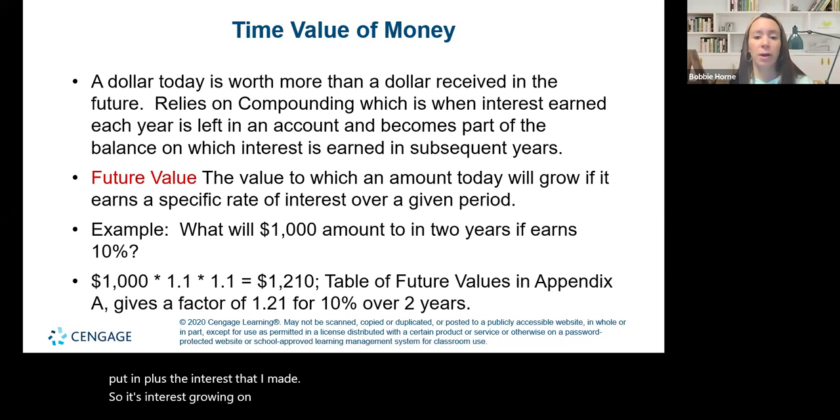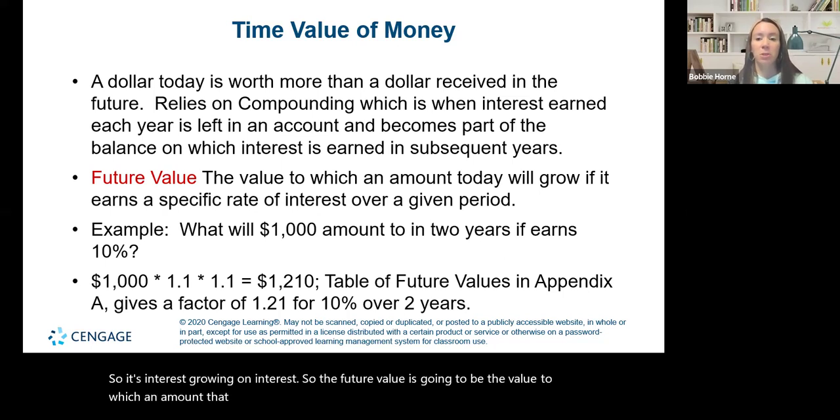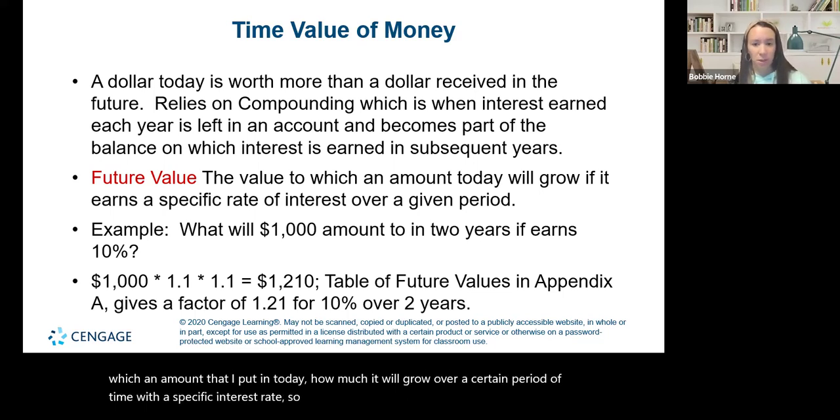So the future value is the value to which an amount that I put in today will grow over a certain period of time with a specific interest rate. So the example here is, what will $1,000 amount to in 2 years if it earns 10%?